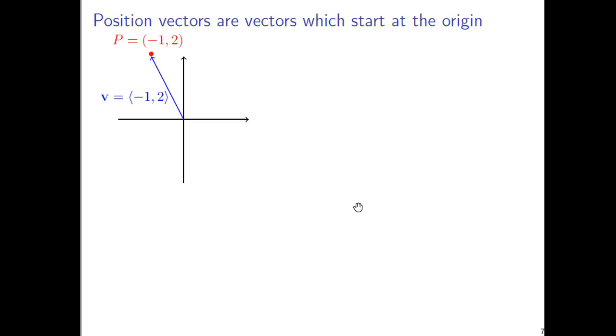By the way, let's go back to these special kind of vectors that start at the origin. They, again, are called position vectors. And there's a complete correspondence between position vectors and points in the plane.